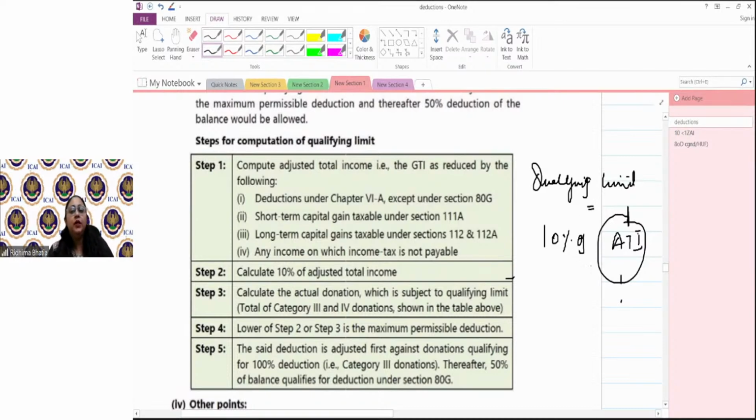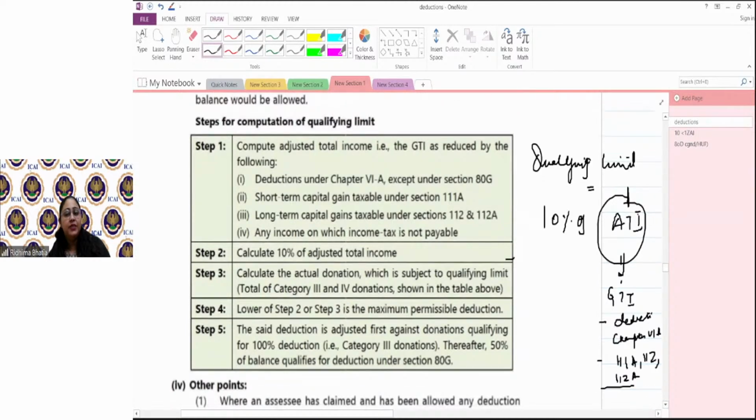And what is adjusted total income? Adjusted total income, my friend, is the entire income, which is my gross total income, minus deductions under chapter 6A. Now you will say, ma'am, I don't know about 80G, but otherwise all deductions under chapter 6A should be reduced. All special rate incomes should be reduced in respect of capital gain: 111A, 112 and 112A. After that, whatever income is there, that is my adjusted total income. Its 10% would be my qualifying limit.